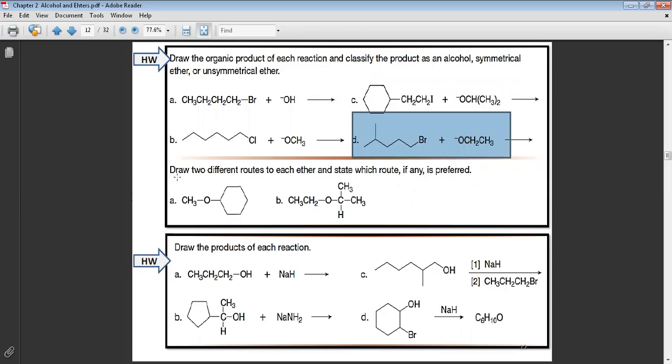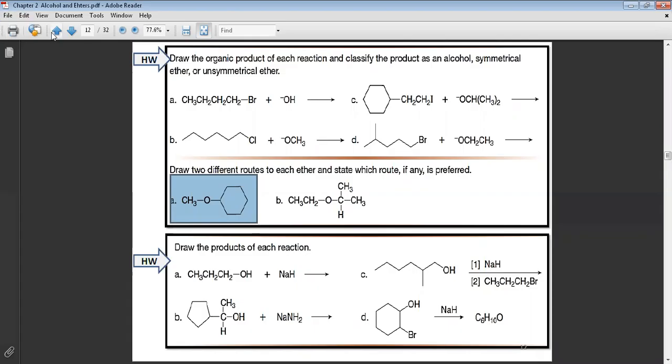Okay, now draw the different routes. Draw the different routes to each ether and state which route is preferred. Now I want to prepare this ether by using two ways. Okay, anyone is best. This is homework for you.